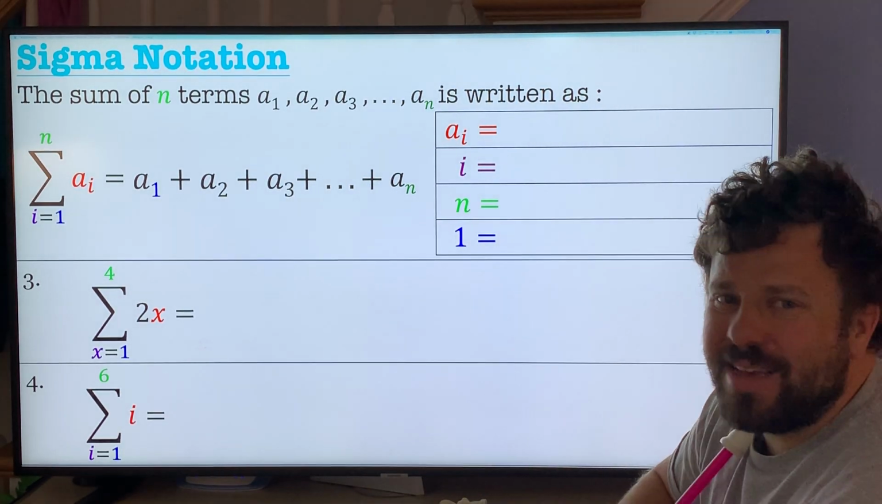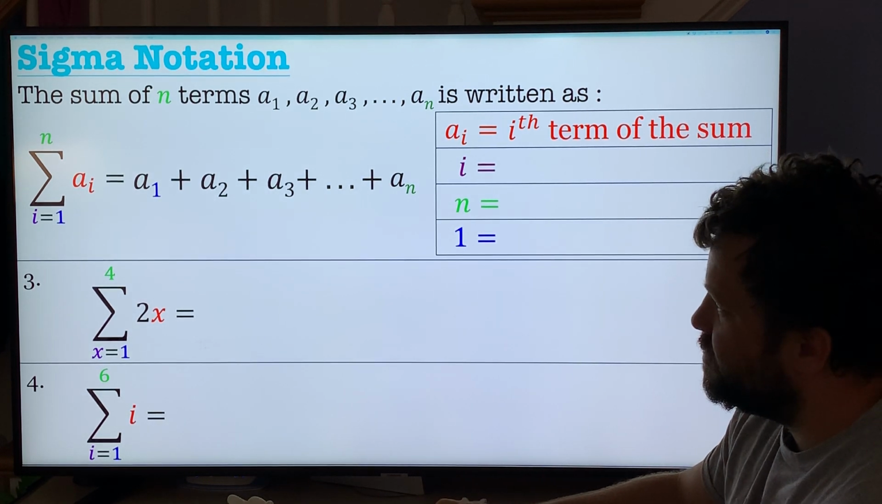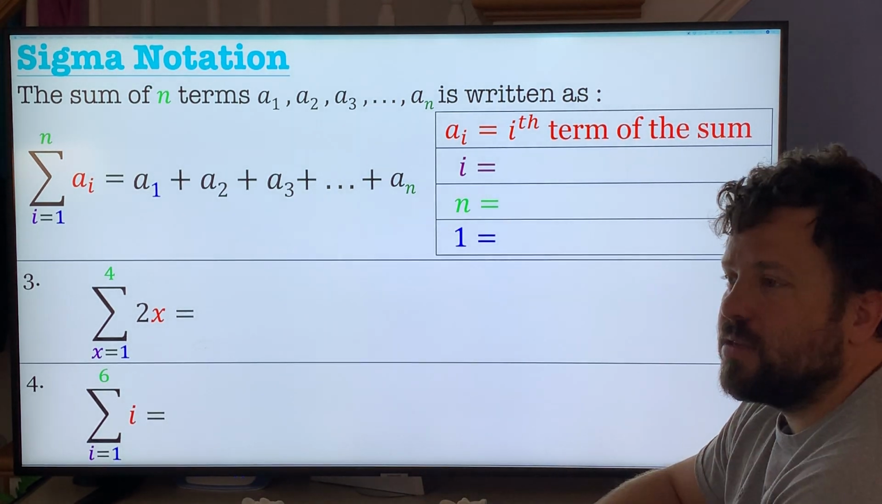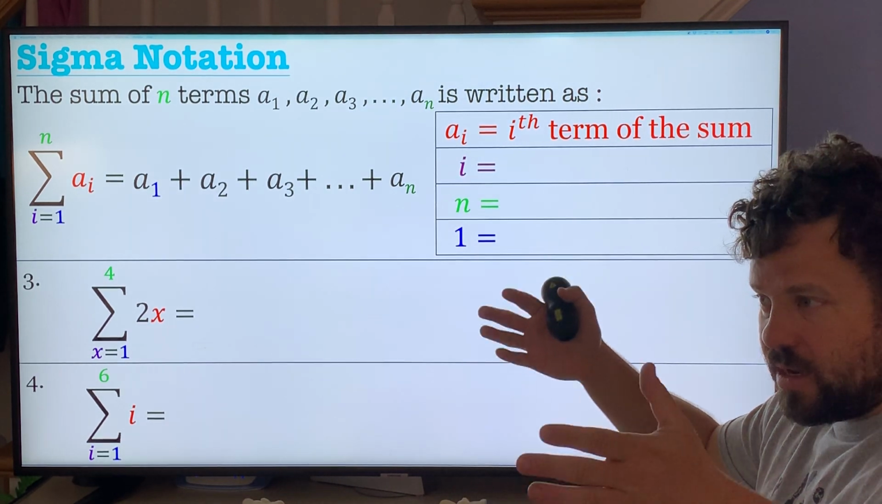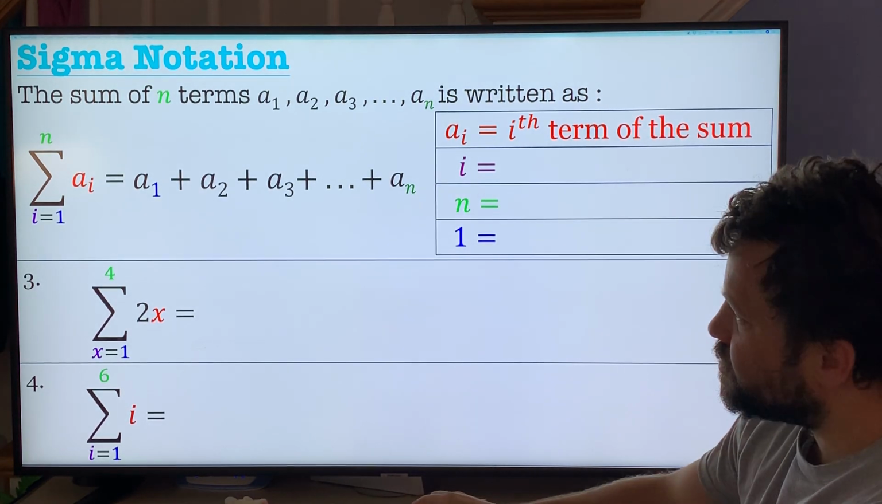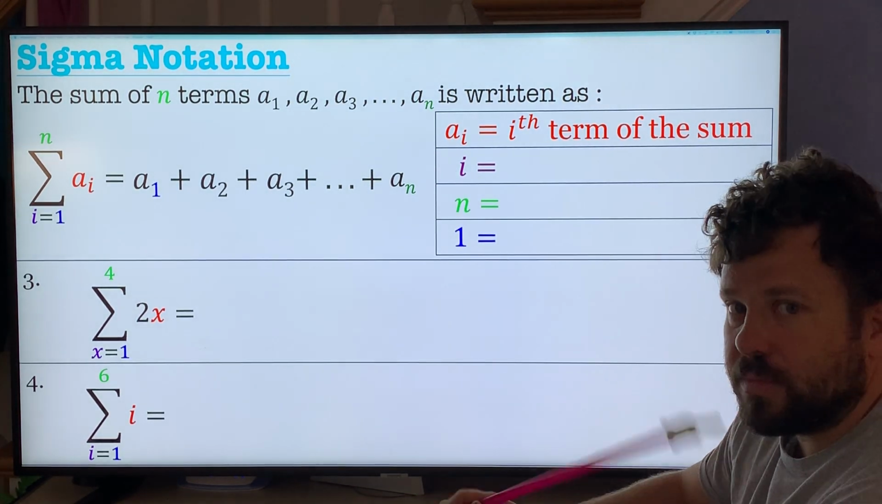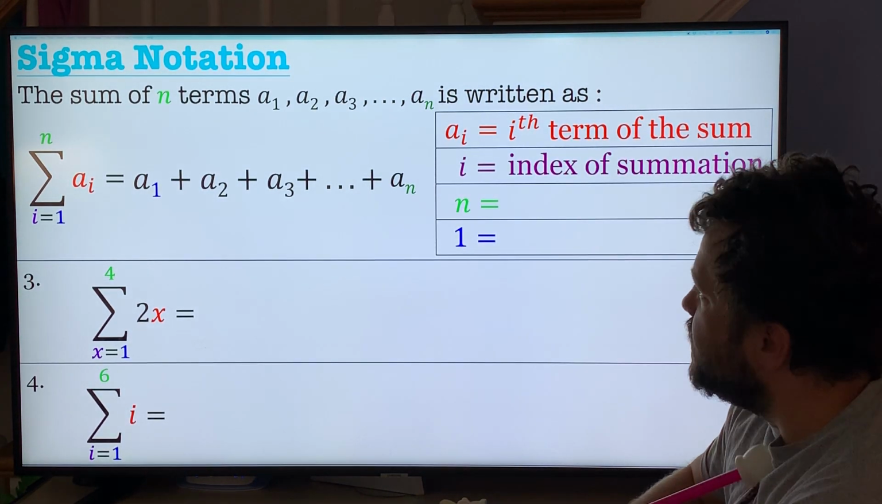And what exactly is a sub i? a sub i is the ith term of the sum. That means it's either the first term, the second term, the third term. So you're taking the function and plugging in numbers: a 1, a 2, a 3, a 4, stuff like that. And i? What do you think it is? It's the index of summation.